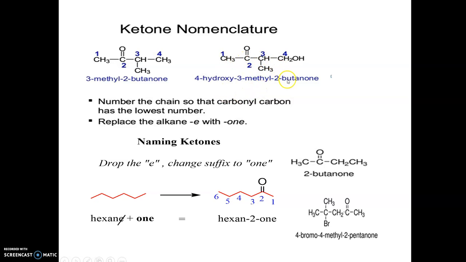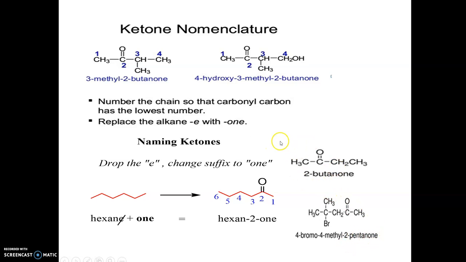Another example is the same here. So we have 4 carbon atoms, the parent name will be butanone, and since the functional group is on the second carbon, we call it 2-butanone. Then we look at the other substituents. We have a substituent on the third carbon atom and on the fourth. On the third, we have a methyl, so we add it as a prefix, 3-methyl, and we have a hydroxyl group attached to the fourth carbon atom. So we call this ketone 4-hydroxy-3-methyl-2-butanone.